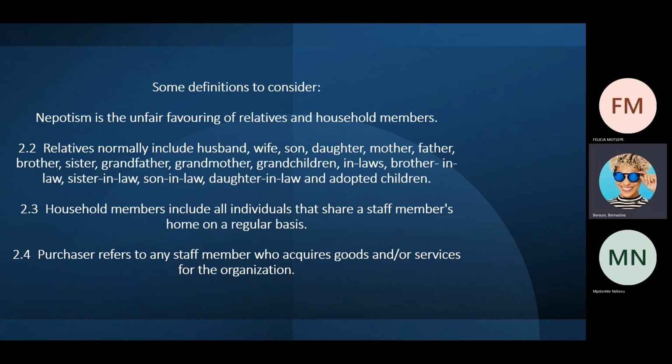Household members on the other side include all individuals that share a staff member's home on a regular basis. Now, the policy does not explain what regular basis means, but if somebody lives at your home, let's say 2 days out of the week, every week, I would say that's a regular person and a regular visitor, and makes that person a household member. And there you have a purchaser that refers to any staff member who acquires goods and or services for the organization.